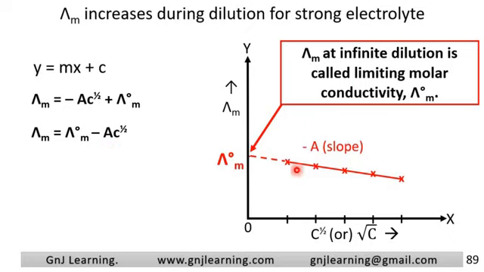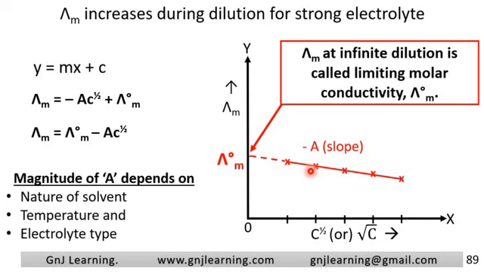There is a peculiarity for the slope here. This slope, minus A, depends on the nature of the solvent, temperature, and electrolyte type. You should remember this electrolyte type. We will see this again after one more slide. In the next slide we will see a problem, and after that we will come back to this electrolyte type. So the magnitude of A, this inclination or slope value, depends on the electrolyte type. Next we will see a problem.